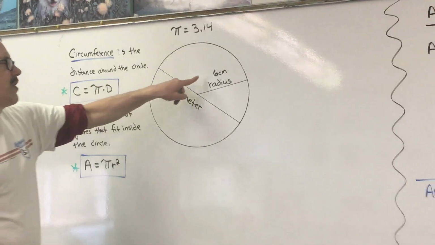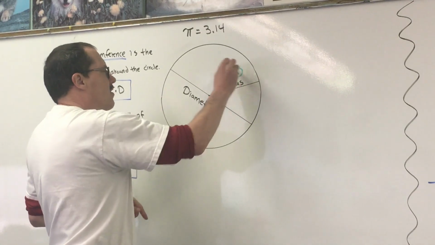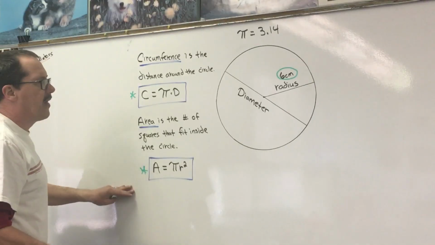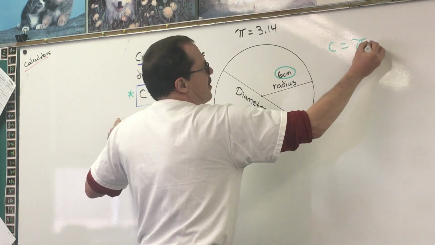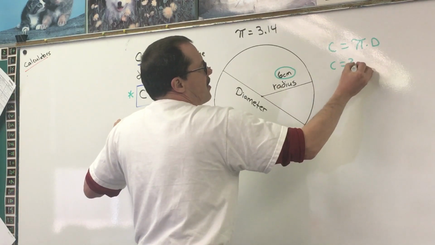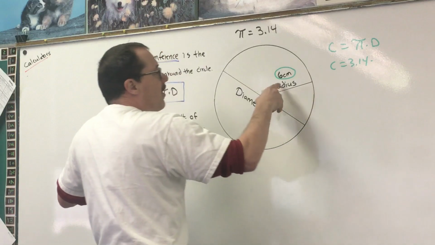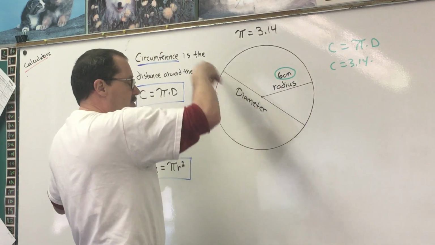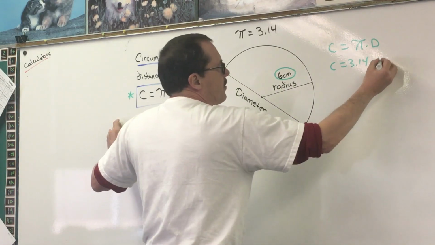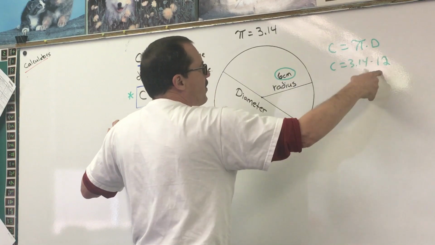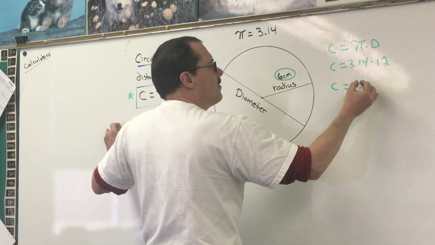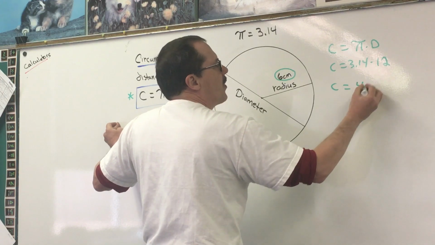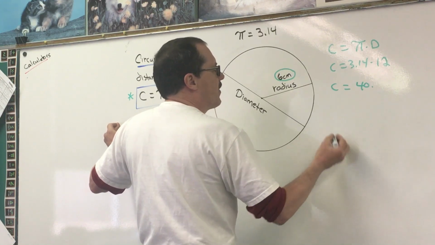Okay, so we're going to run through this circle right here using a radius of 6 centimeters. I'm going to do both of these problems just so that you can see it. If I want circumference, I'm going to write C equals pi times D. C equals 3.14. If the radius is 6, the diameter, which goes all the way across the circle, will be 12. Make sure that you always put the right number under the right letter. C equals 3 times 12, it is around 40 point something. That's good enough for now.